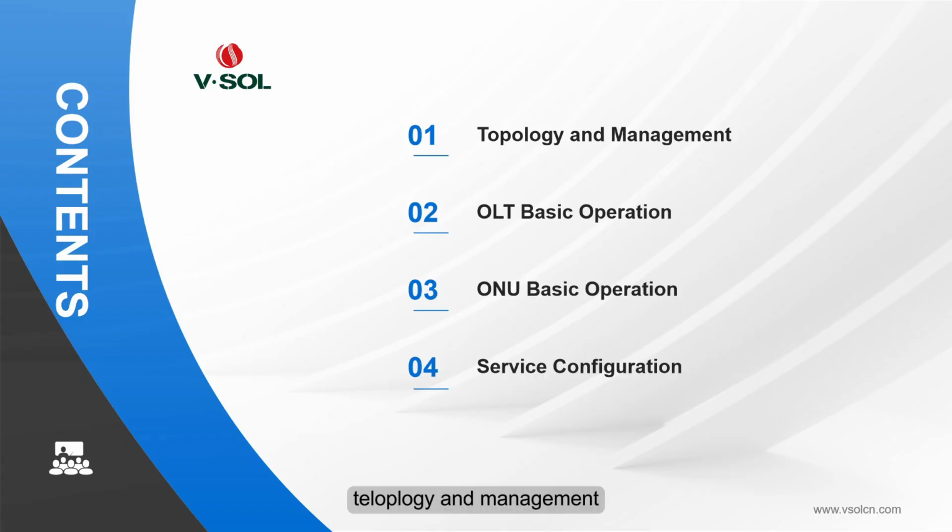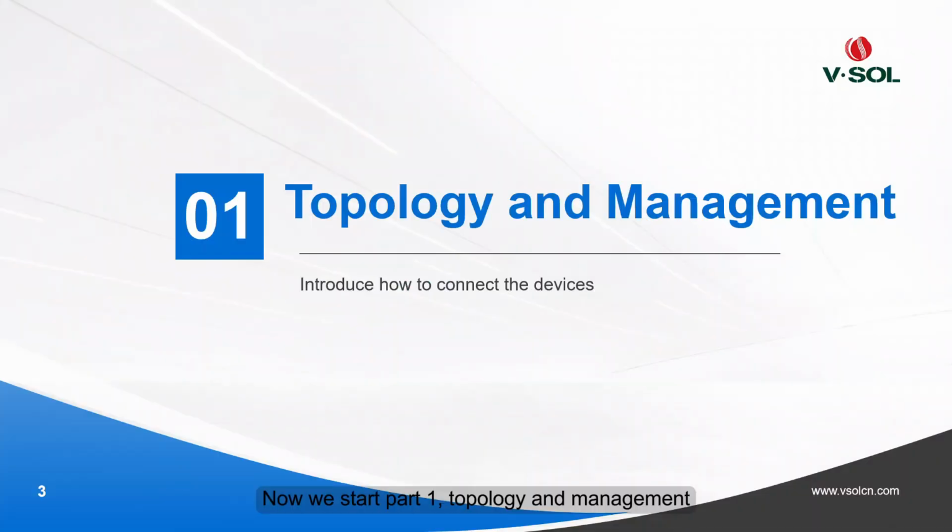Part 1, Topology and Management, mainly introduces application of PON products, how to connect cable and fiber, and how to manage. Part 2, OLT Basic Operation, mainly introduces OLT IP configuration, user management, system log, upgrade, configuration file, and system time. Part 3, ONU Basic Operation, mainly introduces ONU authentication, query ONU status, and upgrade. Part 4, Service Configuration, mainly introduces how to configure basic services. Now we start Part 1, Topology and Management.